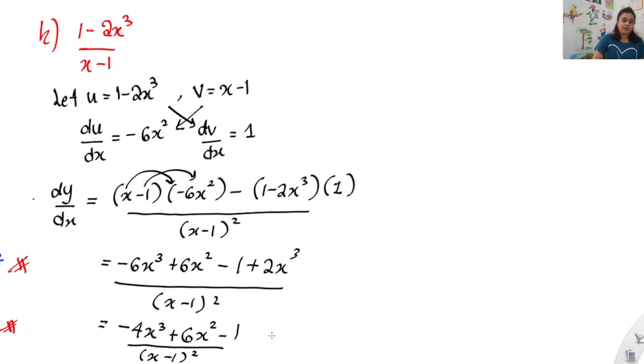For me, I'm going to leave it until here. Is there anything that we can factorize? No. So for your answer, let me check: 6x square minus 4x cube minus 1. This is the final answer based on the textbook. It's just that they rearranged it and put the x square first.